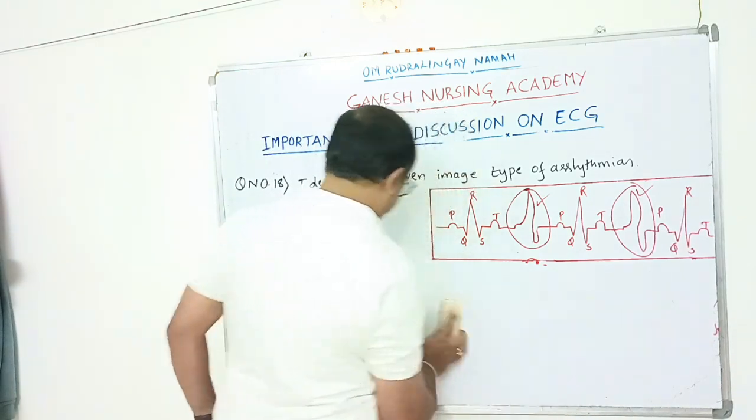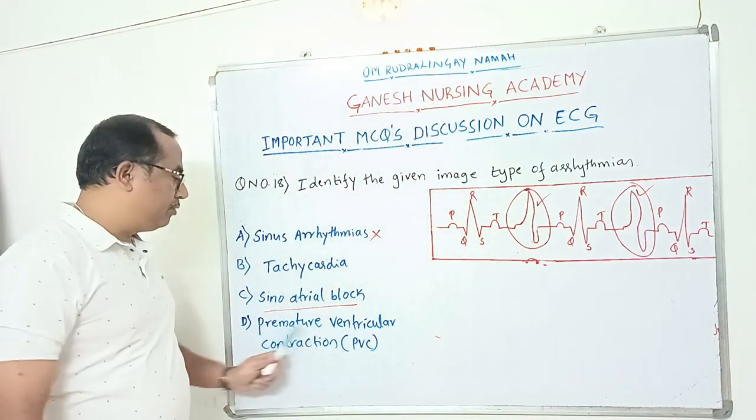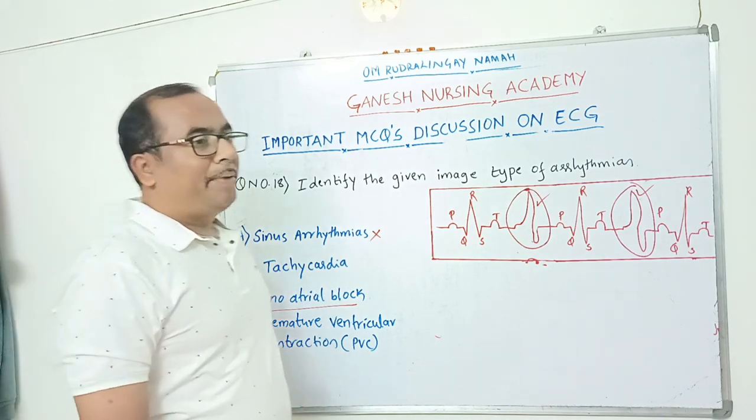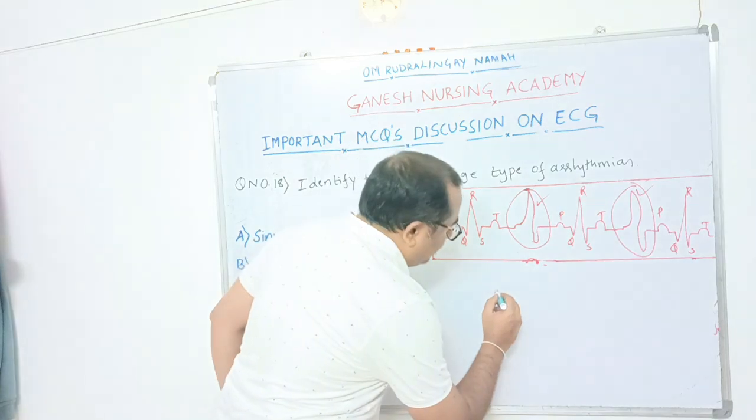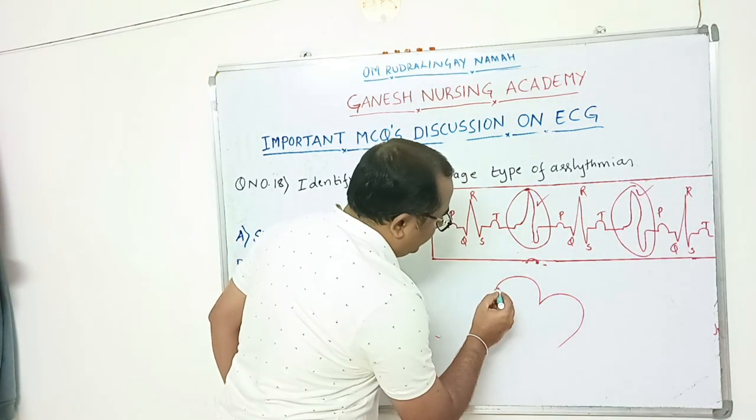Next we'll see the last option, that is premature ventricular contraction. So what do you mean by premature ventricular contraction? See, this is a diagram of the heart.